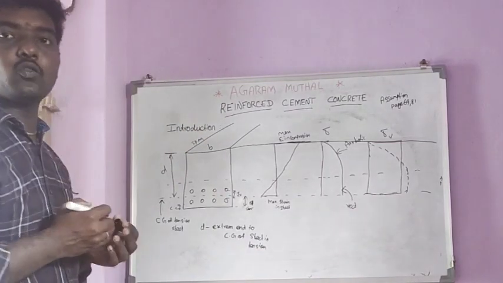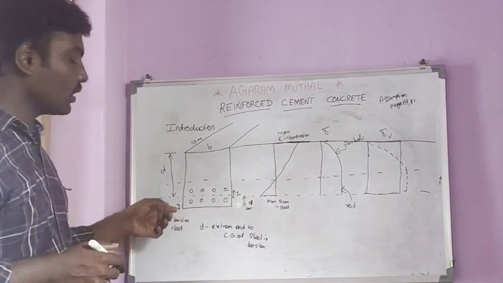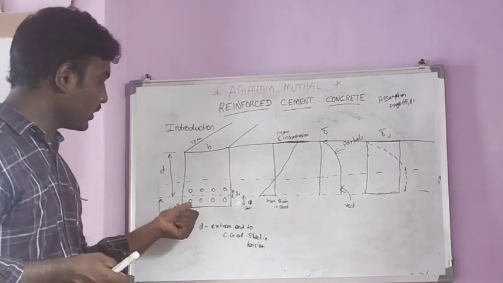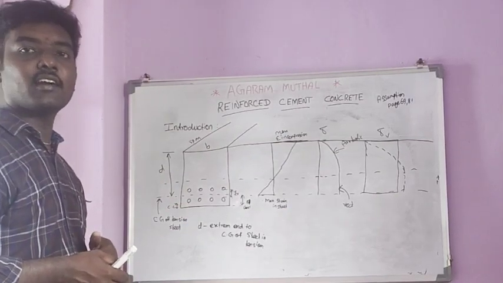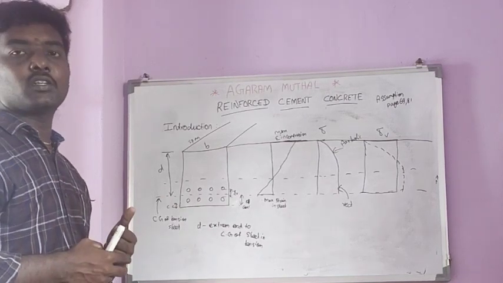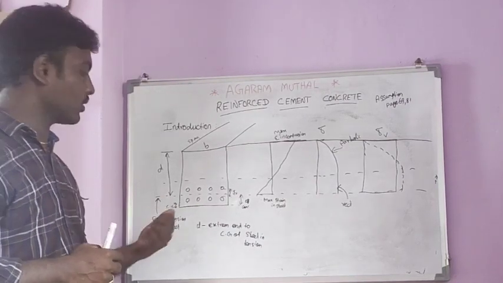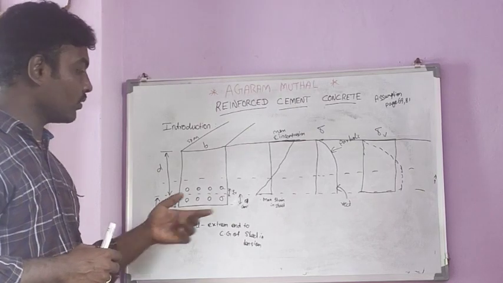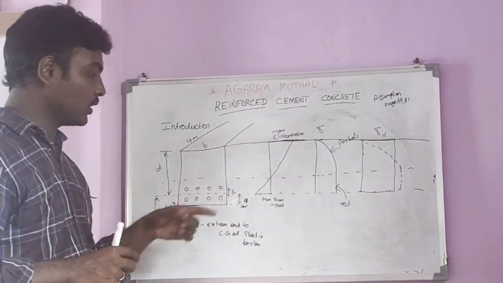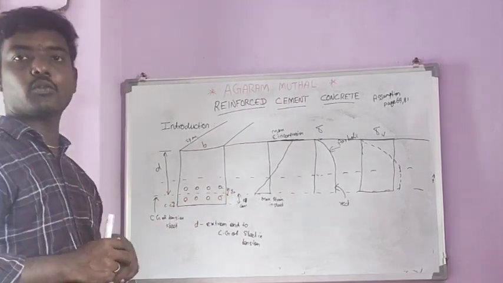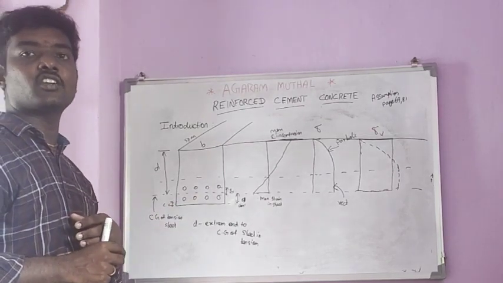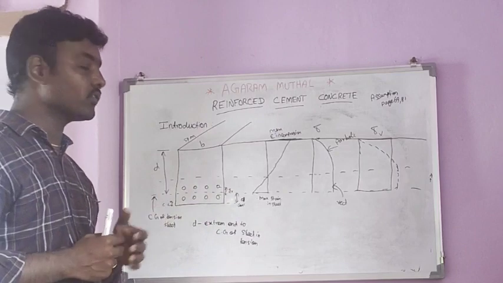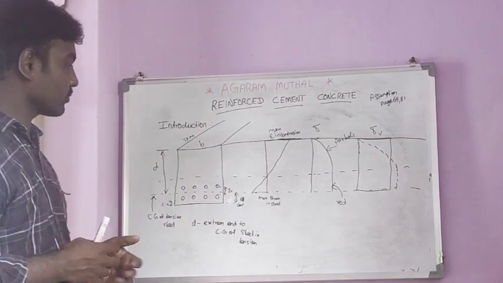Clear cover is nothing but the distance from the nearest end of the reinforcement to the edge of the portion. And effective cover is nothing but the distance from the CG of the tensile zone reinforcement to the nearest edge of the structural element.